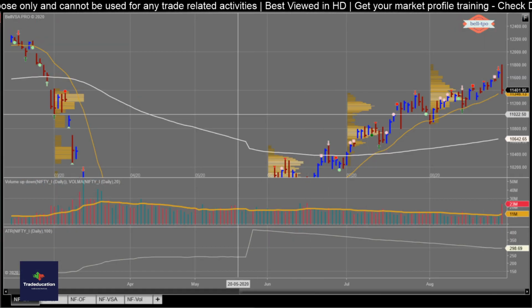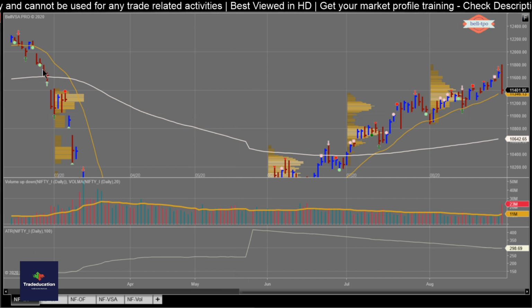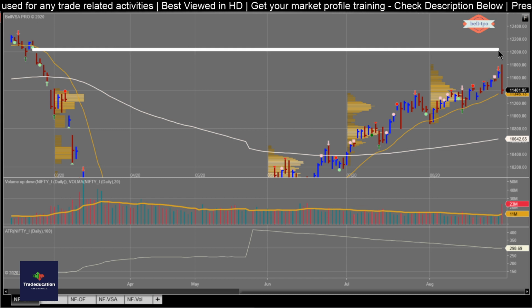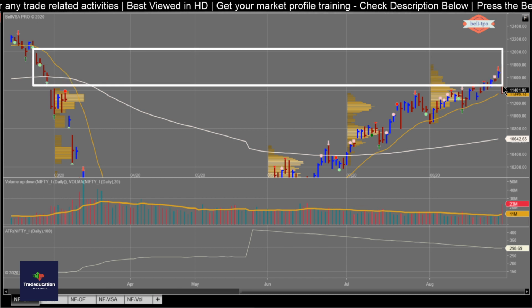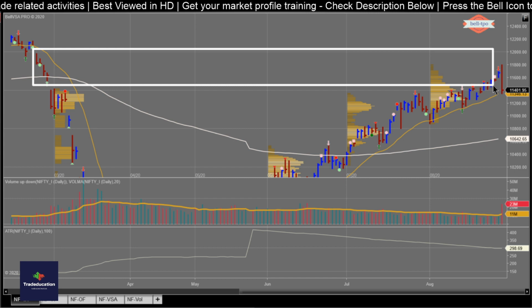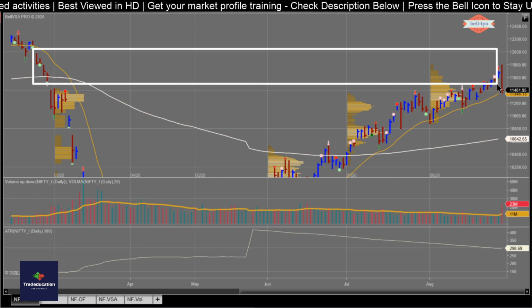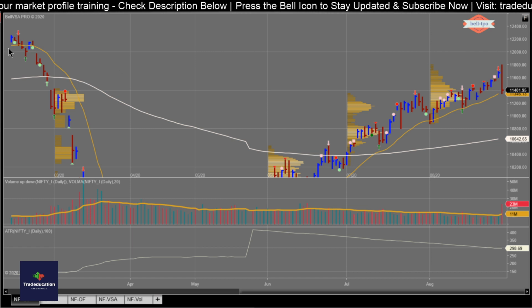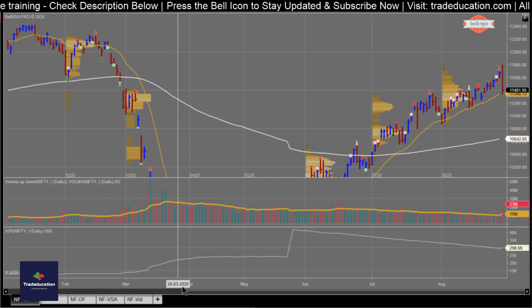And yesterday, what I shared is, first of all, this entire zone, from 12,000 to this zone, is a sort of a selling zone. Be cautious, be very cautious, from where you are trading. Second thing, let me shrink this, zoom in a bit.